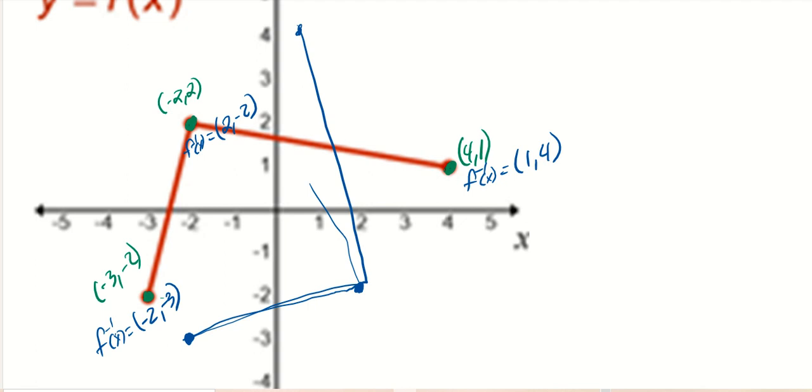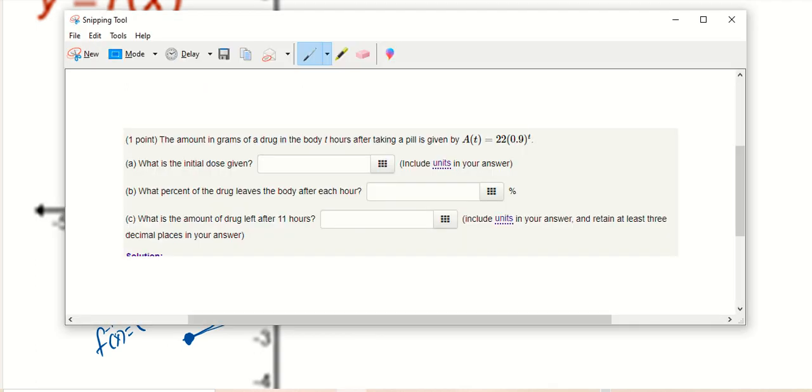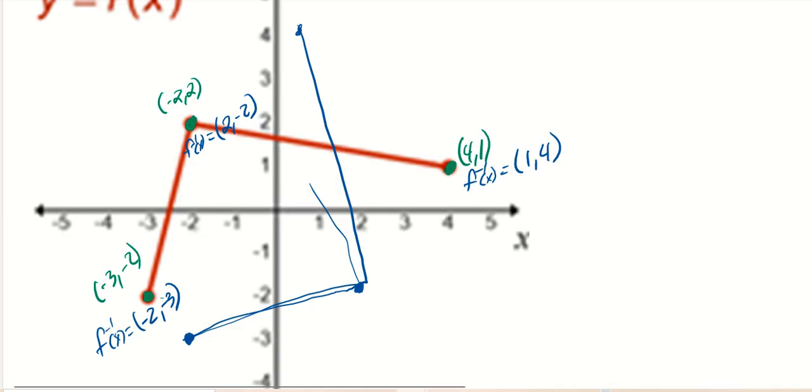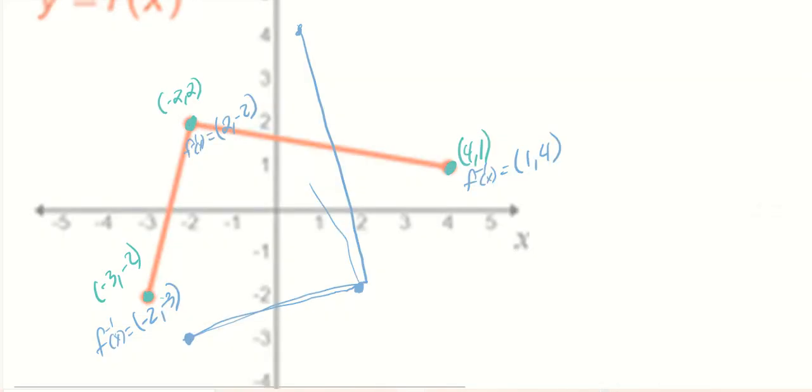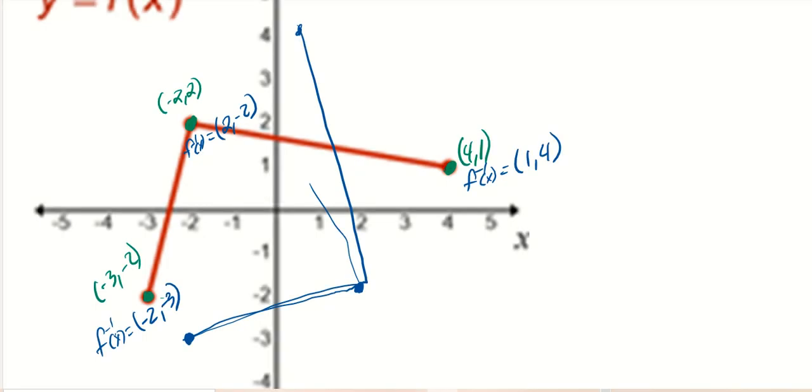Okay. So if I take a look at my next graph, which I am going to give to you now, let me copy this over here so you can see.